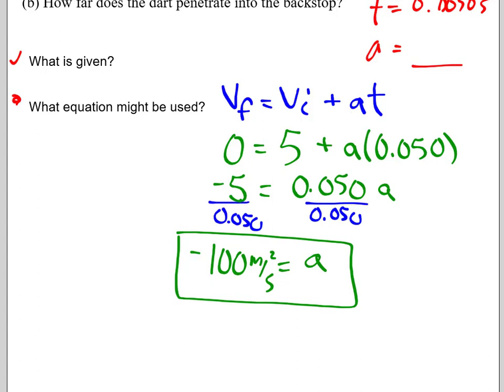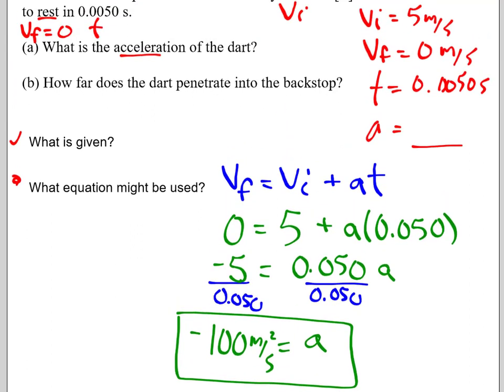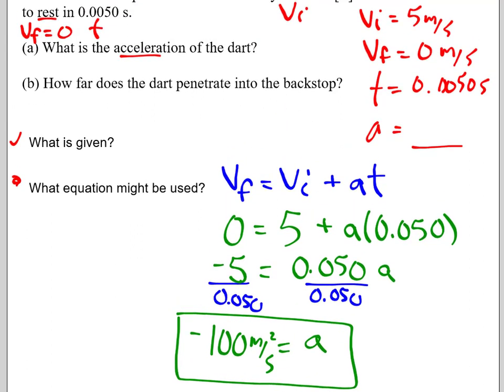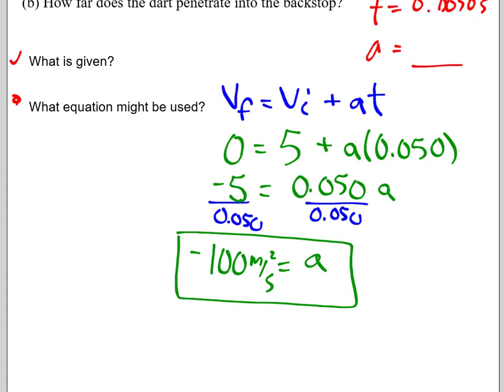Now 100 meters per second squared, that seems like a really big number. If the dart was traveling for 1 second with this acceleration, it would be going 100 meters per second, which would be a really dangerous dart. But it's only actually accelerating at negative 100 meters per second squared for a very short time period, and that's what can sometimes be a bit confusing when you're looking for values of acceleration. So you have to think of them in the context of the problem. Don't just look at the number and go, whoa, that's super big.